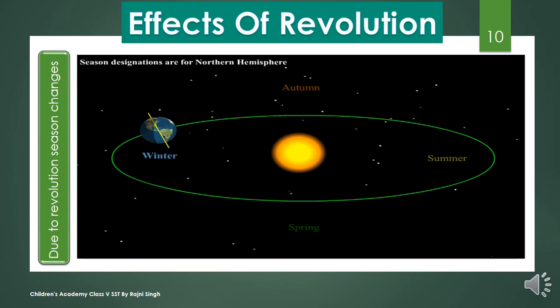Now we will read about effect of revolution. The revolution of the earth around the sun causes seasons. When one part of the earth faces the sun, the other part is away from the sun. The part of the earth that faces the sun experiences summer, while the other part experiences winter. There are 4 main seasons: summer, winter, spring, and autumn. When the northern hemisphere experiences summer in June, the southern hemisphere experiences winter at that time, and vice versa.